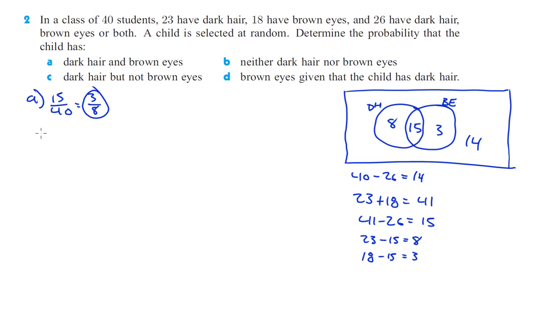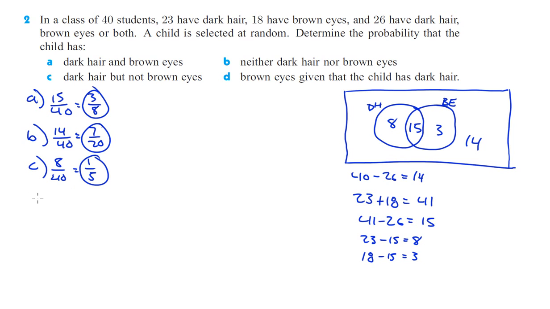B, neither dark hair nor brown eyes. That's the people that are outside of both of those. So that's 14 out of 40. Those are both divisible by 2, and that's 7/20. Part C, dark hair but not brown eyes. So we got dark hair here but not brown eyes. That's 8, so that's 8 out of 40. Both divisible by 8, so that's 1/5.